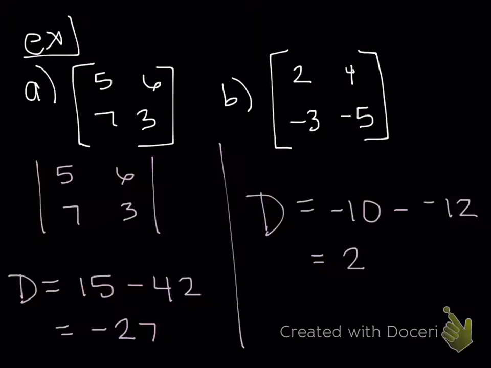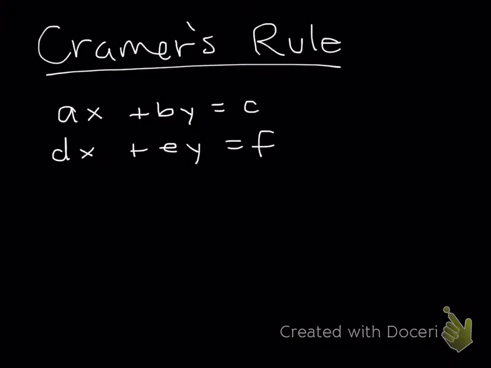So now we're going to discuss how we can use Cramer's rule to solve systems of equations. Today we're going to focus on 2x2s only. So there are 3 matrices we set up. The first one, our D matrix, is just going to be the coefficients. So I have A, B, C, and D.